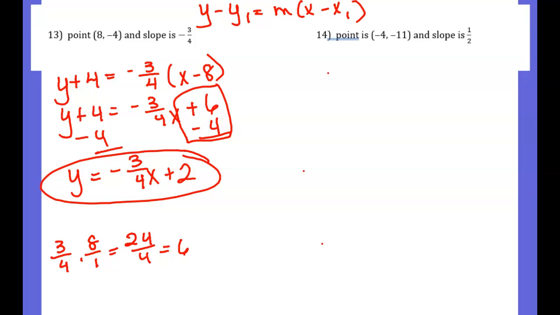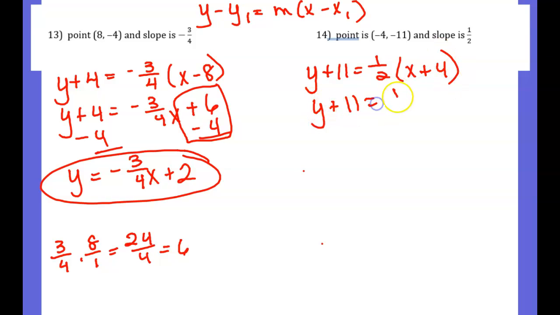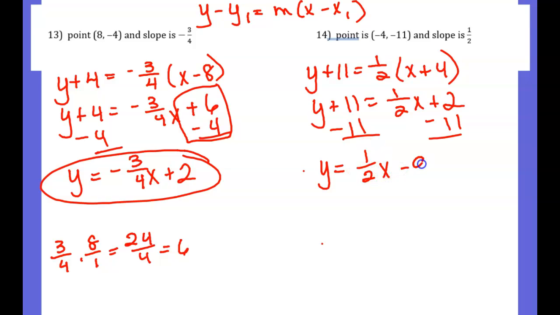All right, and again, you might want to stop right here and practice with number 14 and then let the video continue so you can see how you did. This is going to be y plus 11 is equal to 1/2 times x plus 4. We're going to distribute, 1/2 x plus 2, and then I just subtract my 11 from both sides. Y is equal to 1/2 x minus 9.